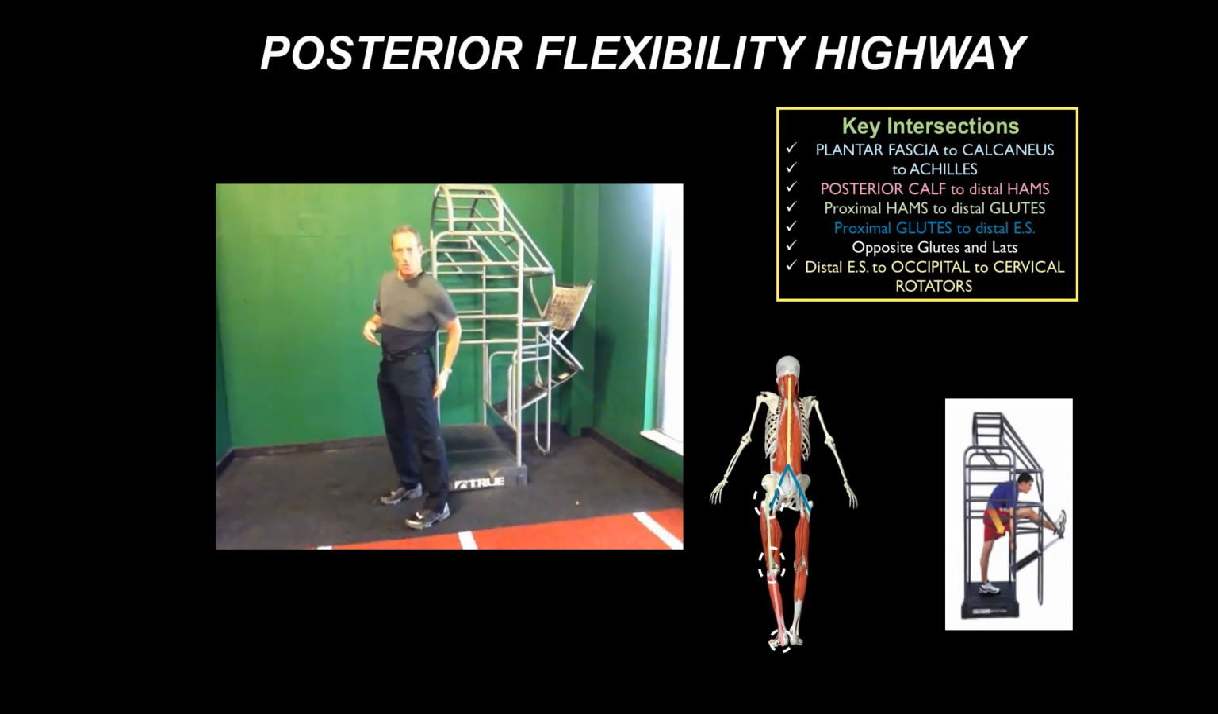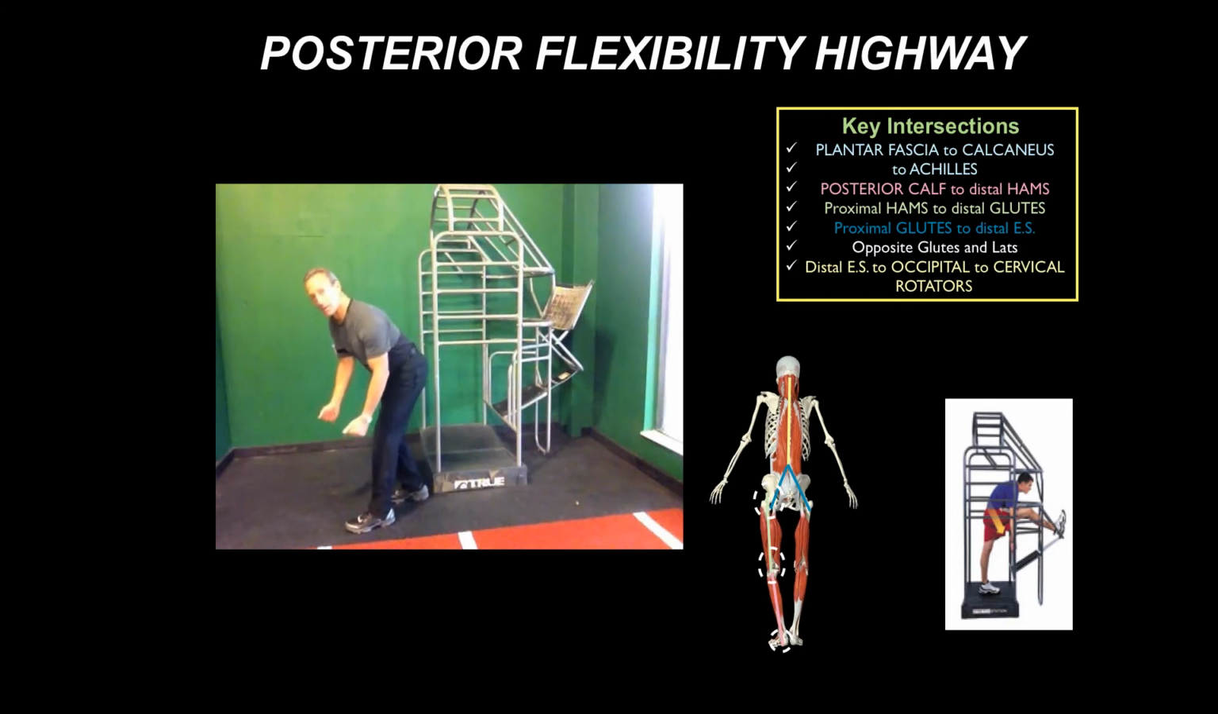The hamstrings come north, attach at the ischial tuberosity via the sacrotuberous ligament, will connect at the sacrum, conjoin through the lumbar fascia, up through the erector spinae to the occiput of the skull, coming through the epicranial fascia to the forehead. If you have good flexibility in the posterior flexibility highway, that will enhance a flexion moment.